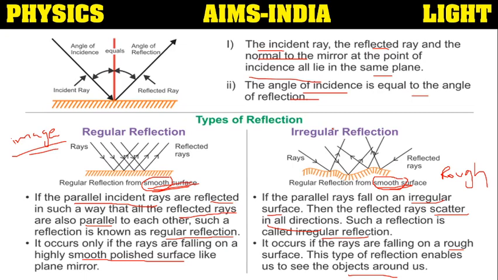Otherwise, if the mirror is at one place and we are at another place, only if we come into the point of view of the mirror can we observe the image. If we are out of the view, then we cannot observe the image. So that's why the objects which we see around us are seen only because of irregular reflection.